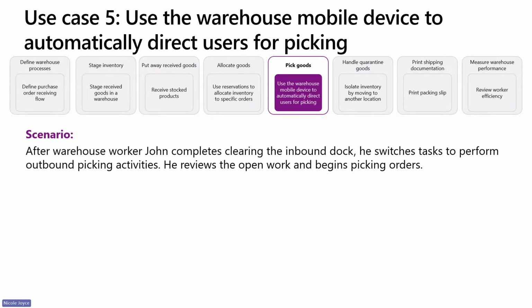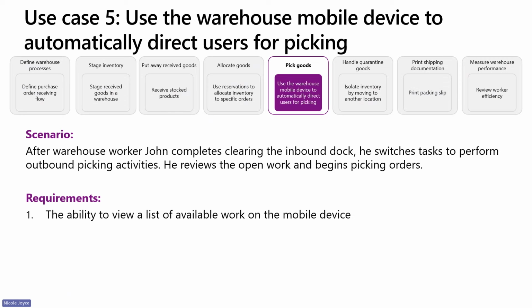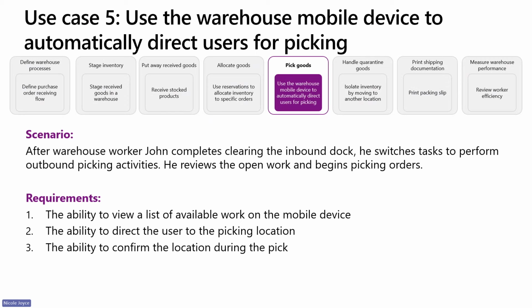We have warehouse worker John, who has completed clearing out the inbound dock, and he's now switching tasks to perform outbound picking activities. He reviews the open work that's available, and he's going to begin picking orders. So the requirements are he needs the ability to view a list of available work on his mobile device and the ability to direct the user to the appropriate picking location, as well as we need the ability to confirm the location during the pick to make sure we're in the right place. So let's look at the demo here.